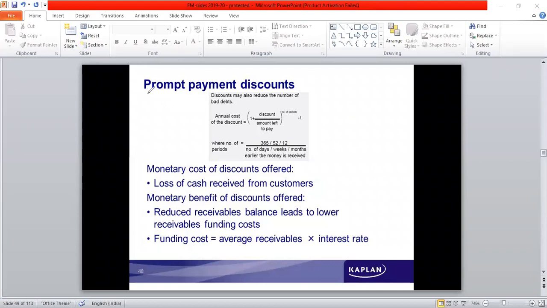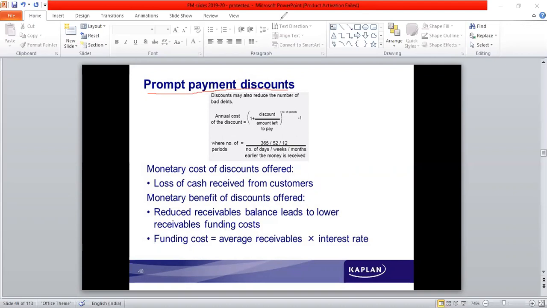The next topic is prompt payment discounts. Prompt payment discounts is the first thing. We are talking about credit sales. We are talking about accounts receivable, receivables, because goods are sold on a credit basis. So they are entitled to receive, they have that benefit of receiving it in the future, because the transaction was on credit.